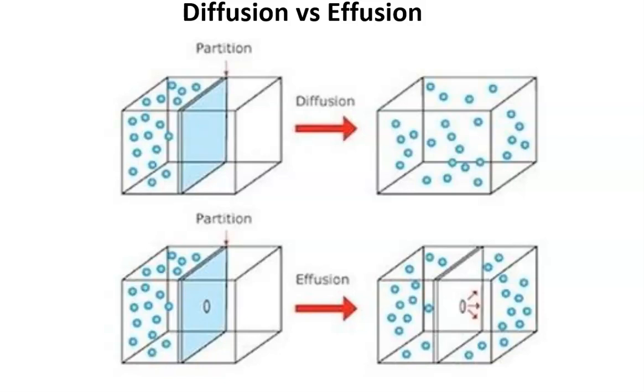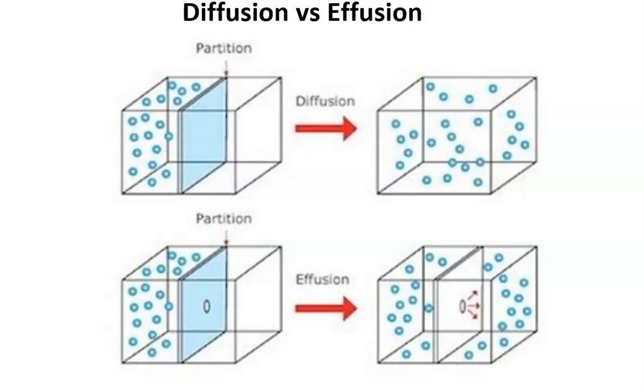So don't forget that you have this kinetic theory of gases. The gases move in constant random motion. They're made of particles. There's no attraction to each other or container wall or repulsion. And kinetic energy is related to temperature.